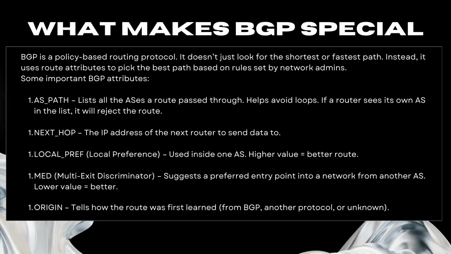What is AS path? It lists the autonomous systems the route passes through and helps avoid loops. If a router sees its own autonomous system in the list, it will reject the route. Next hop. What is that? The IP address of the next router to send data to. Local preference is used inside one autonomous system. A higher value means a better route. Next one is multi-exit discriminator, which suggests a preferred entry point into a network from another autonomous system. A lower value means better. And origin tells how the route was learned.